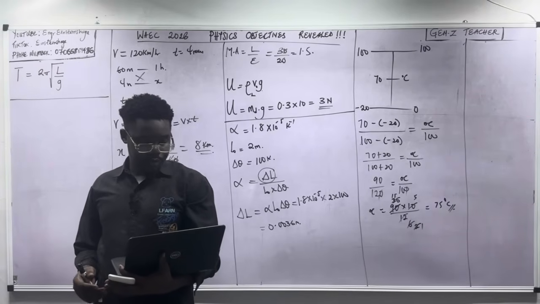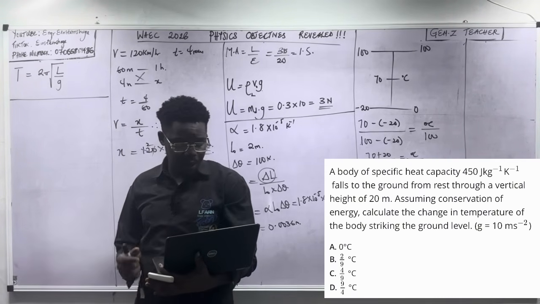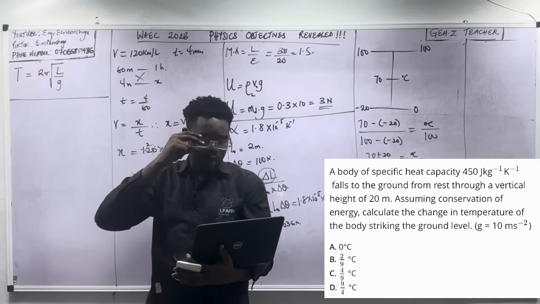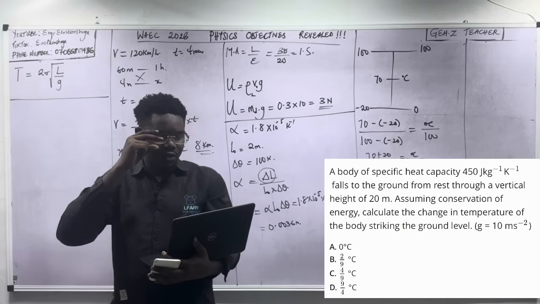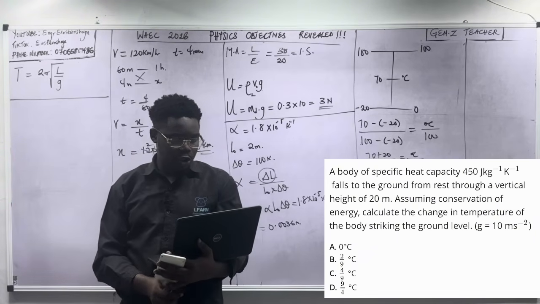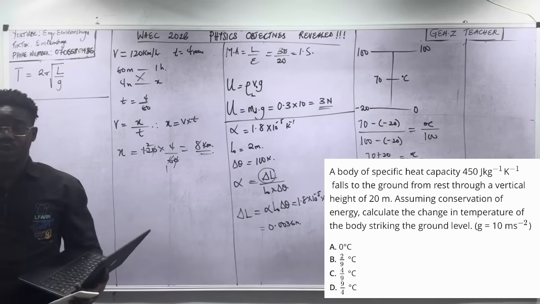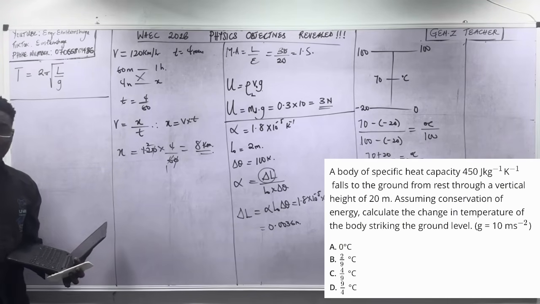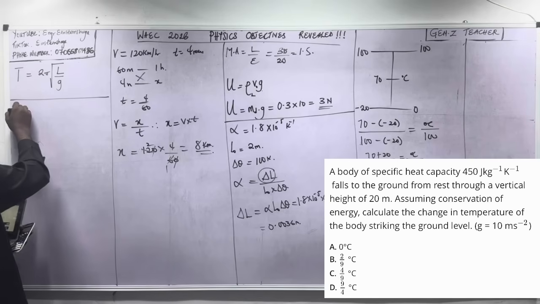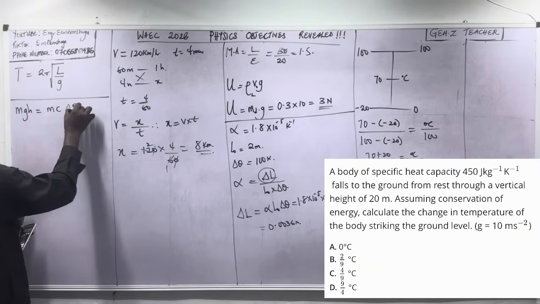Number 13, a body of specific heat capacity 450 joules per kilogram per Kelvin falls to the ground from rest through a vertical height of 20 meters. Assuming conservation of energy, calculate the change in temperature of the body on striking the ground level. Now recall, we are conserving energy in this question. We are moving from potential energy to heat. Potential energy is mgh, and heat is mc times change in temperature.